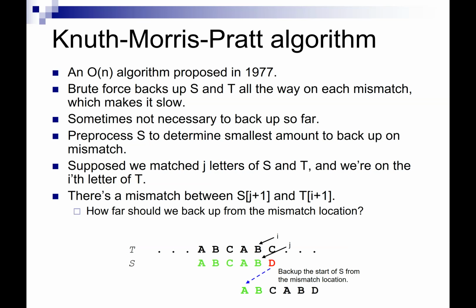More precisely, suppose that you managed to match J letters of S and T. In this example, you managed to match 5 letters of S and T. That means we are processing the Jth letter of S, and suppose that the last matching letter of T was the ith letter of T. So you've got this big long string, and this is the ith letter of T, and this is the jth letter of S, and we have a match so far, but we have a mismatch on the next letter, on the I plus first letter of T and the J plus first letter of S. Then our goal is to not back up all the way.